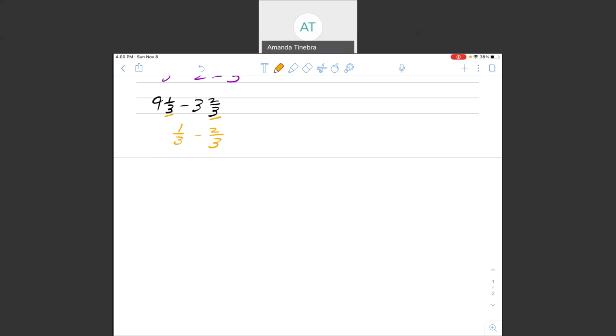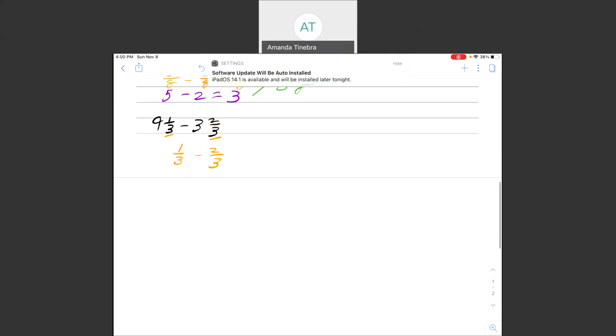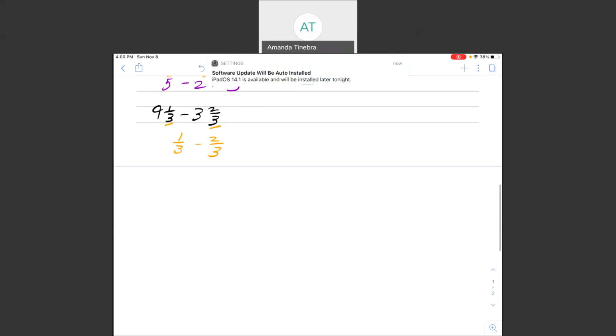So what I'm going to do, and this is really similar to when you subtract double-digit numbers, I'm going to say, okay, if 1/3 doesn't have enough to subtract, well, then I'm going to go look at this 9. And I'm going to borrow 1 away from the 9. I'm going to say, okay, 9, you're going to give me 1 whole. And you're going to turn into an 8.